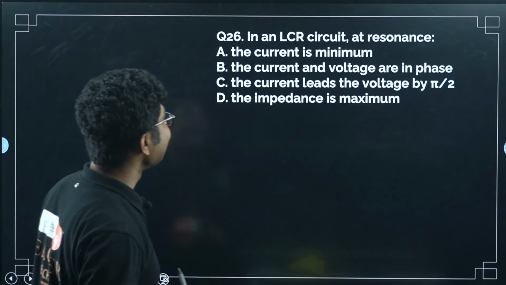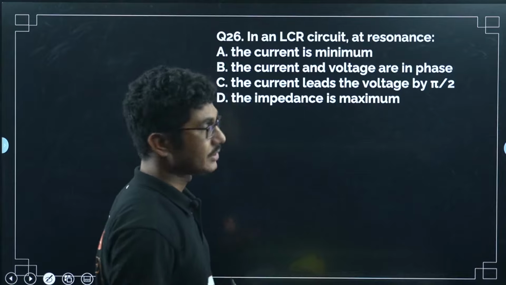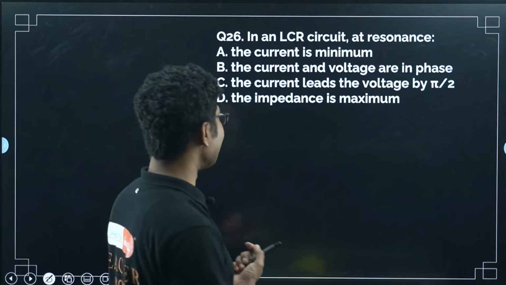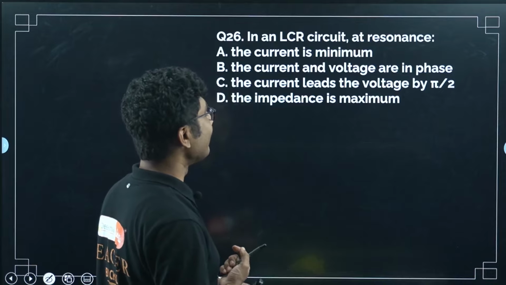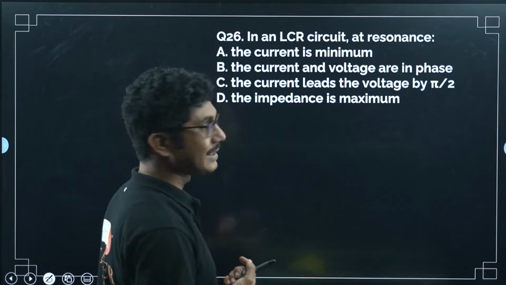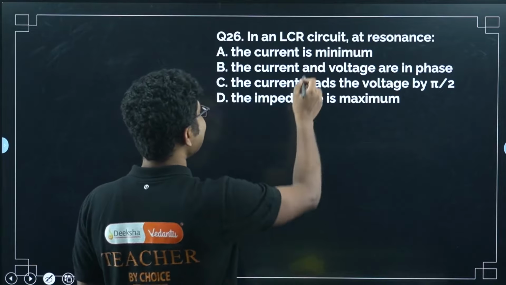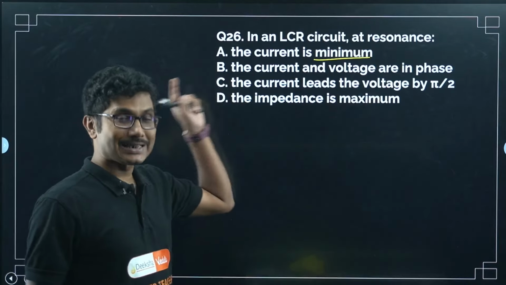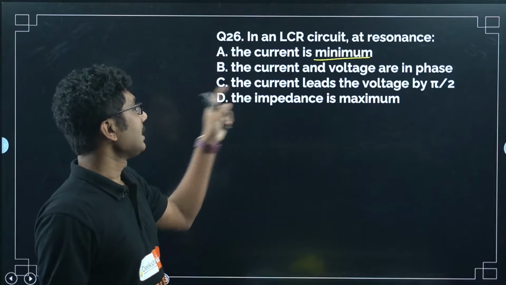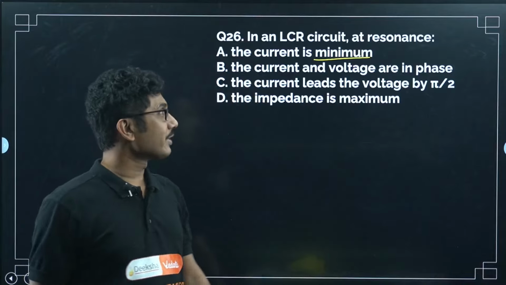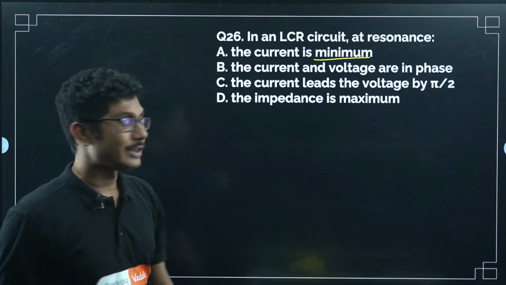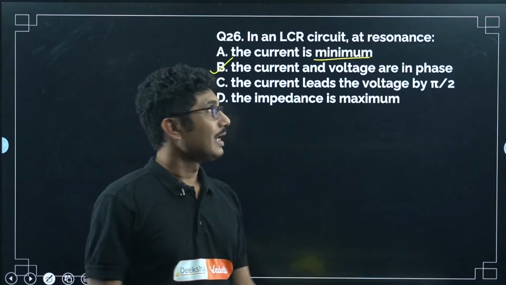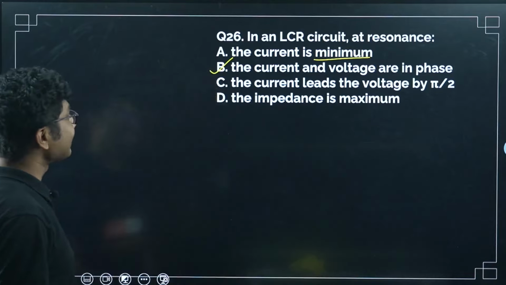Now in an LCR circuit at resonance, the current is maximum. The current and voltage are in phase. The current leads the voltage by pi by 2. The impedance is maximum. Current is, here it is given as minimum, but current is maximum at resonance. Impedance is minimum at resonance. The phase difference is 0. There is no phase difference. So current and voltage are in phase, right? I hope I have discussed this question.